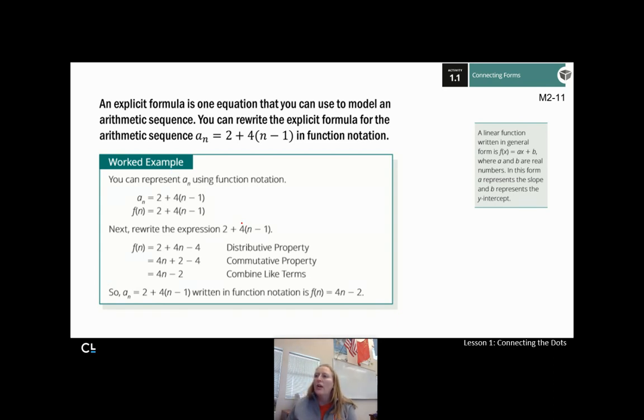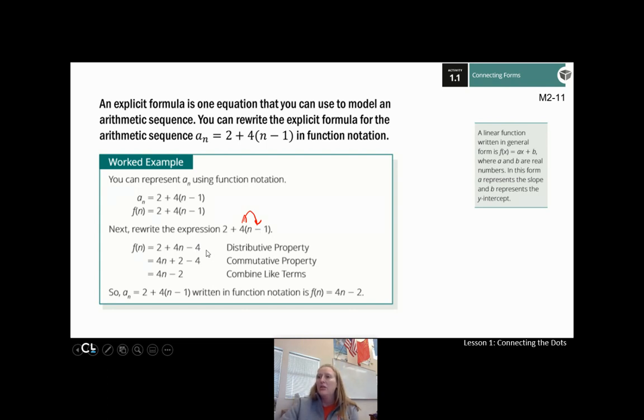So I can just go, okay, well, 4 times n, if my pen will write correctly, and then I can do 4 times negative 1. Sorry for the bad writing. So I'm going to keep my 2 out the front, and then 4 times n is 4n, and 4 times a negative 1 gives me a negative 4.